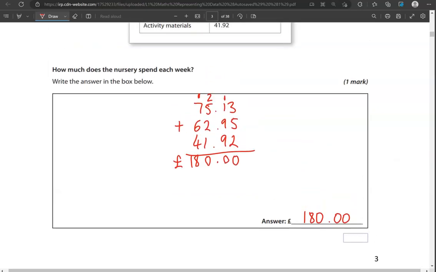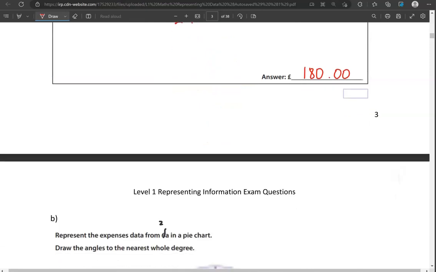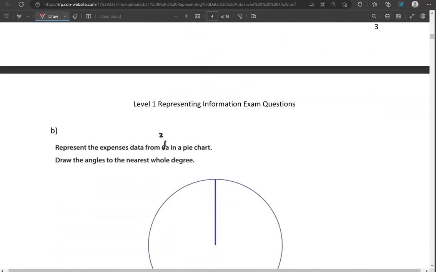Good thing is that the total is £180. So we're going to represent the total in 360 degrees. What does this tell us? That £1 will be represented by 2 degrees. So double.